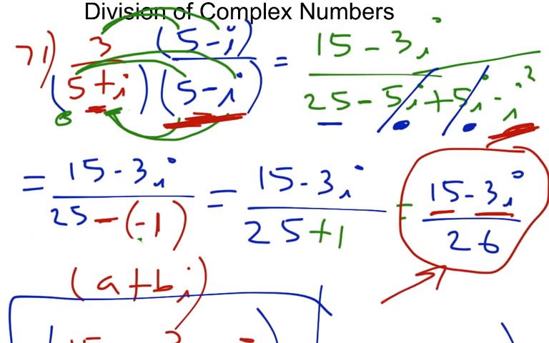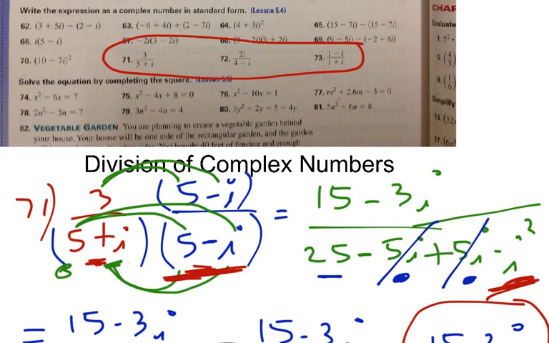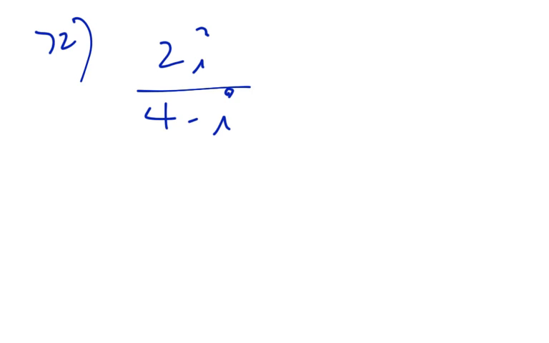Okay, so I said I was going to do a couple more, and basically this is the same process with 72 and 73. What I'm going to do is show you the complex conjugate for each one of them, and then I'll show you a different type of problem. So 72: 2i over 4 minus i. I'm going to do this one.